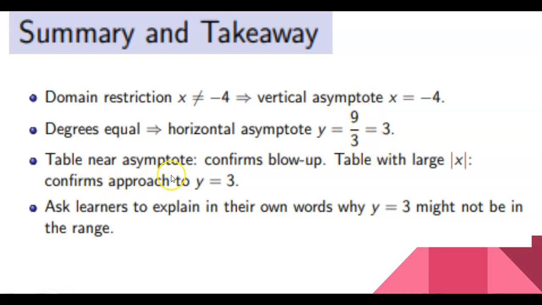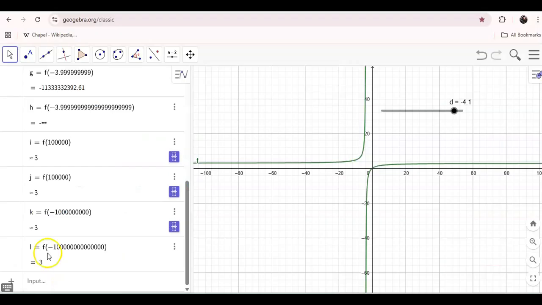The table near the asymptote confirms the blow up, and the table with large x confirms the approach to y is equal to 3. And we're going to ask all of you, in your own words, why y is equal to 3 might not be included in the range. This is because for any x value, the corresponding value of y for this function will never be exactly equal to 3. It only approaches 3 as x approaches positive infinity or negative infinity. So again, as you can see in GeoGebra, it does not say equal to 3, but approximately equal to 3.